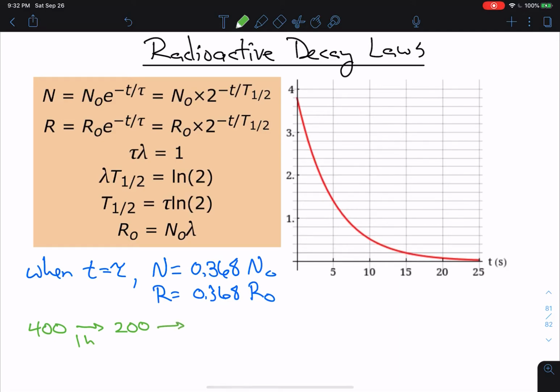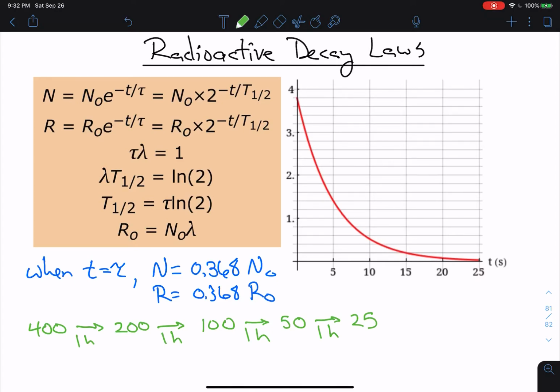And then after another hour, because it's the half-life, it's how long it takes to get to half, I should be down to 100 atoms. And after another hour, I should be down to 50 atoms. And I'll do one more after another hour. Hopefully you can guess what this is. 25 atoms. So that is what is meant by the half-life. It's how long it takes until only half remains.